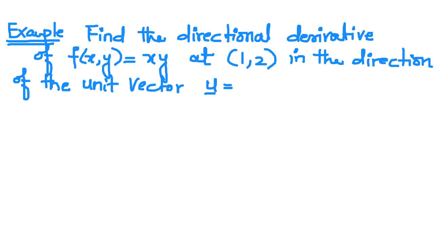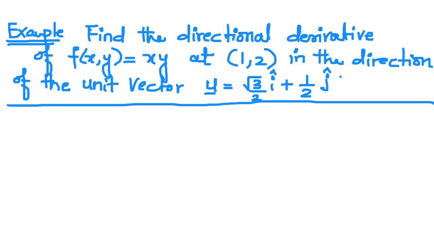u, which is equal to square root of 3 divided by 2 i plus 1 divided by 2 j. Okay, the unit vector is given, the function is given, the point is given. This is the function, this is the point, and this is the unit vector. Now you have to find the directional derivative. So you should know the formula for the directional derivative. First, see whether the function is a two-variable or a three-variable function. The function is a two-variable function.